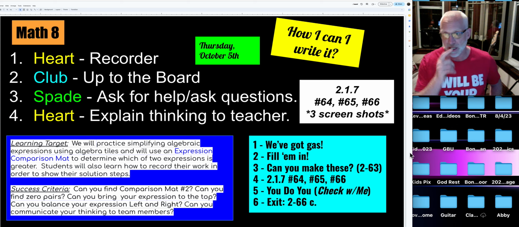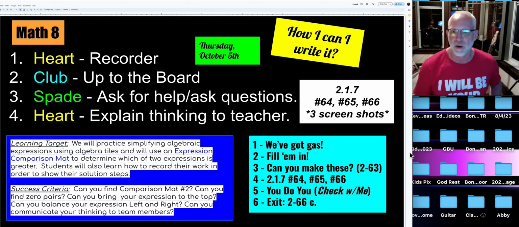So, what are we doing today? We're working with algebra tiles again. I'm having so much fun. You guys were so awesome today. And this one is called How Can I Write It?